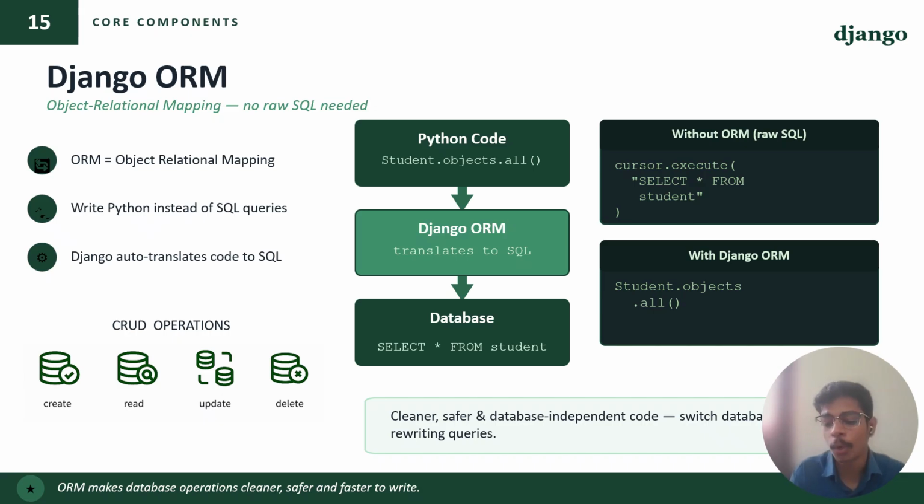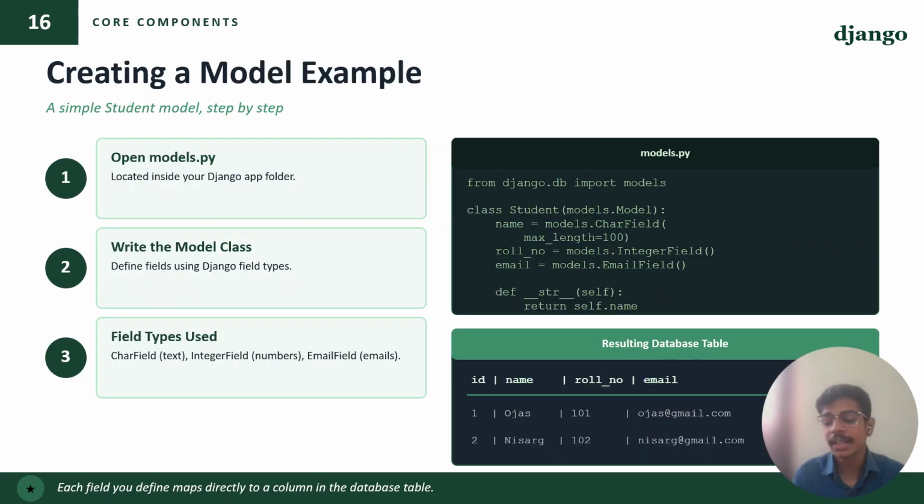Let's create a simple model. Let's see how to create a model. The first step is opening models.py inside our application. Next, we define a Python class that inherits from models.Model. In the example, we create a student model. It contains three fields. The first field is name, which uses CharField. The second field is roll number, which uses IntegerField, and the third field is email, which uses EmailField. We can also define a __str__ method, which returns the student's name whenever the object is displayed.